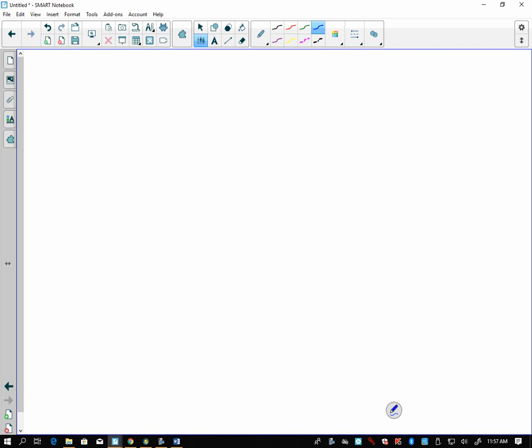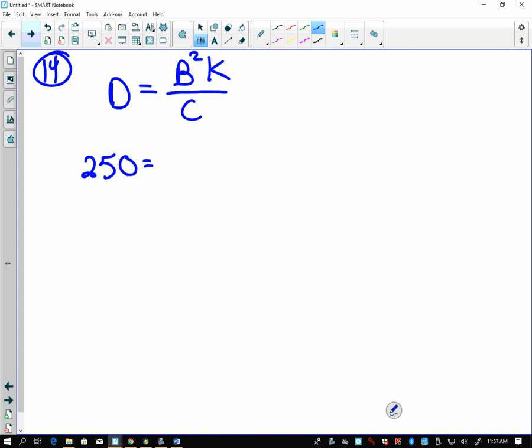All right, next one up on our list is number 14. Number 14, dancers vary directly as band members squared, and inversely as conductors. All right, we do have to have a K up there for our constant. Now they're going to tell us what all these things represent in number form. Okay, there were 250 dancers. There were 10 band members. And we had 2 conductors.